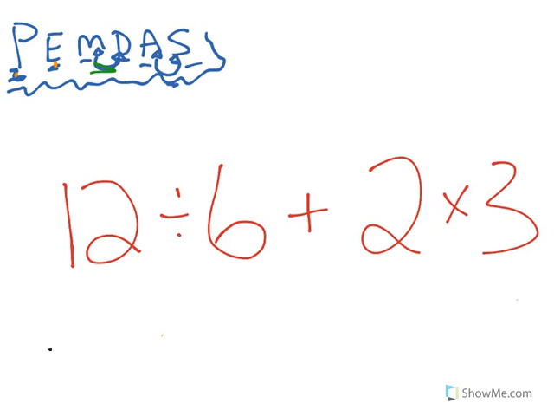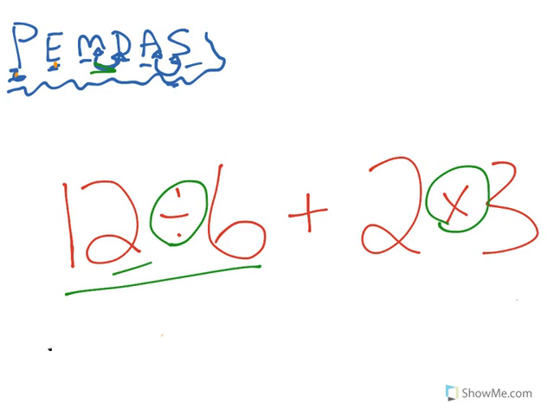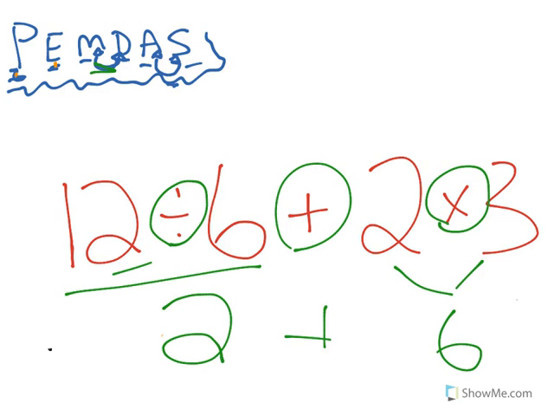There is a division over here, and there's multiplication over here. They're weighted the same, so I start from left to right. So I'm going to start over here. 12 divided by 6, that's going to be 2. And then the next thing I need to do is that multiplication. So 2 times 3 is 6. Then all we have left is this addition in the middle. So 2 plus 6, the answer is going to be 8.